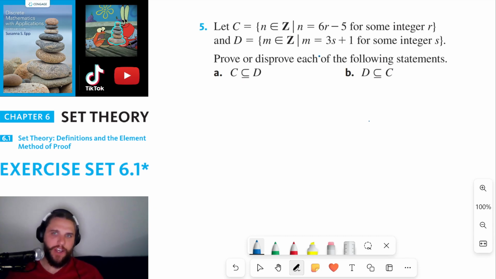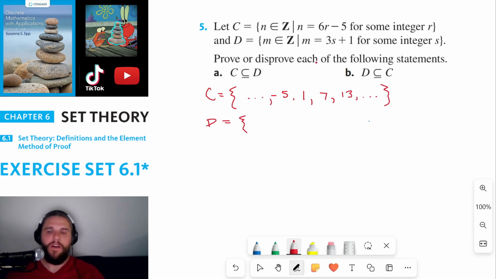So we have to ask ourselves, is everything that's an element of C also an element of D? I think it would be helpful in this problem to write out the elements of C. These are all the integers that are of the form 6r minus 5 for some integer r. So we can think about some values of r to plug in. If r is equal to 0, we get negative 5. If r equals 1, we get 1. If r is 2, we get 7, and then 13, and so on in both the positive and the negative direction.